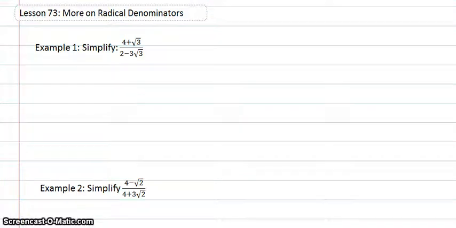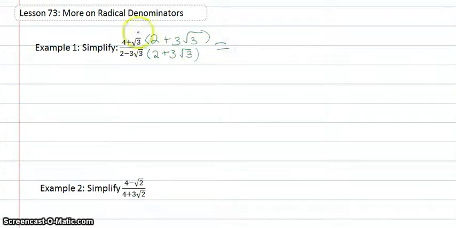In lesson 73, we're looking at radical denominators again. What we want to do is get rid of the radical in the denominator. And now we're going to have to multiply by the conjugate, which is simply changing the middle sign. So 2 plus 3 square roots of 3 is what we need to multiply the top and bottom by to cancel out the square root of 3 on the bottom.